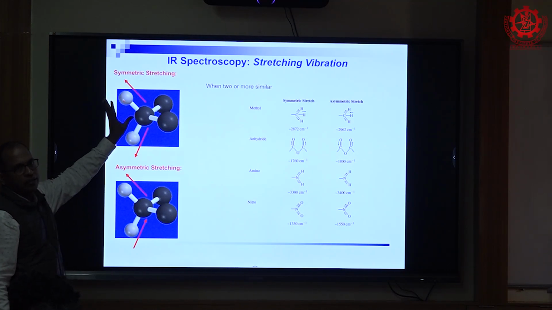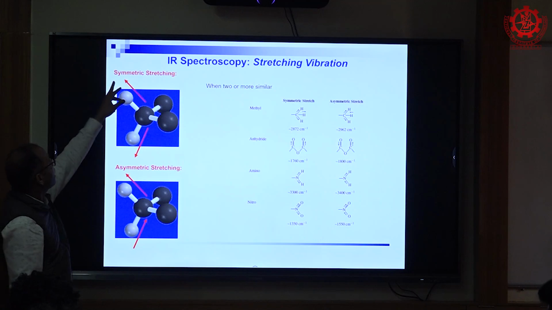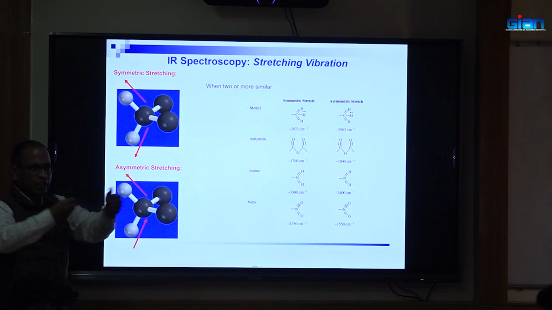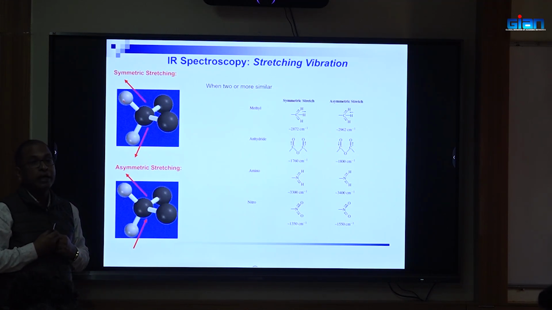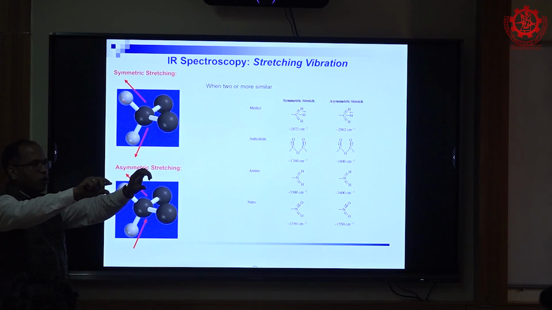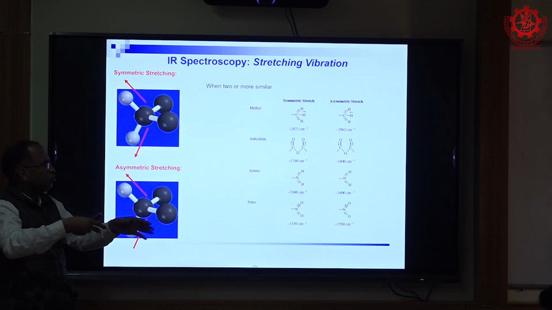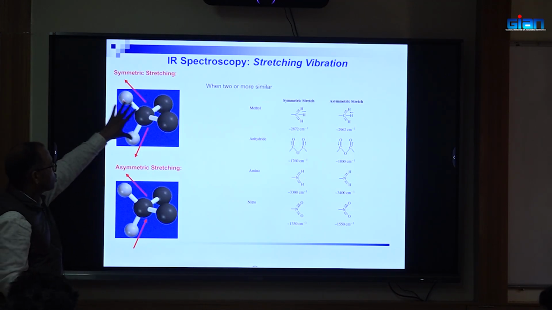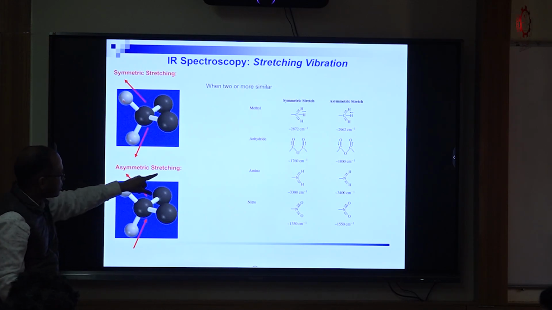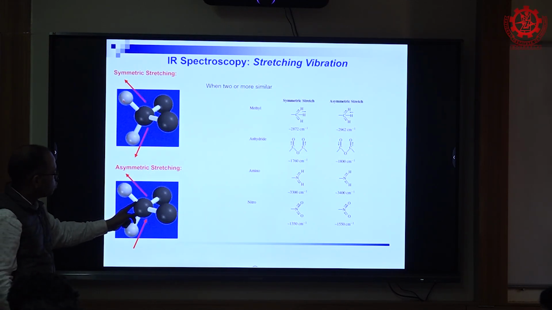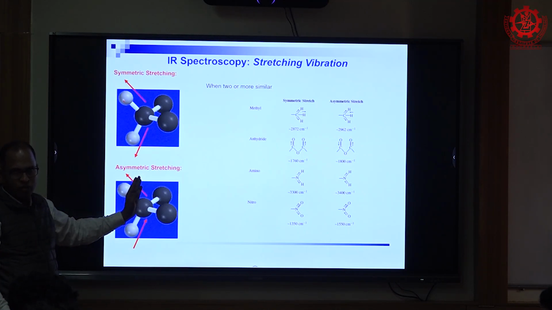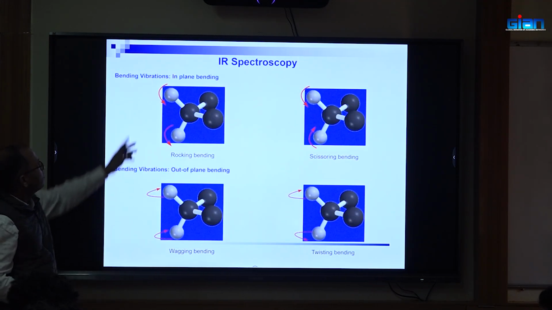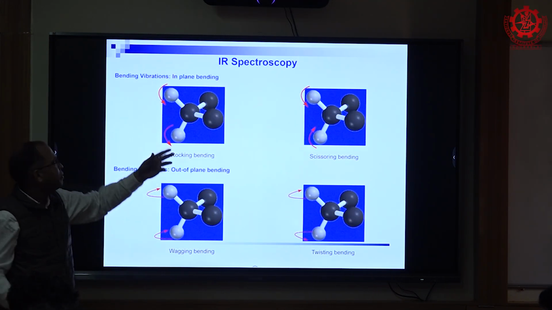When that happens, that is called a vibration, and the vibrations are of two types: stretching vibration, if you stretch it or compress it, and then bending vibration. Bending means you have the bond, now you bend it. Depending on how you stretch, there can be symmetric stretching, meaning both in the same direction, and asymmetric stretching, both in the opposite. You stretch this one, compress this one. It is just naming of different kinds of vibrational motions.